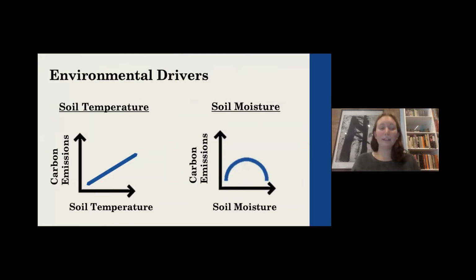Environmental drivers can help us understand the location and magnitude of these carbon emissions. Soil temperature is an important driver, and generally there's a positive relationship between them. Soil moisture is another important driver, and there's often a unimodal relationship between them.